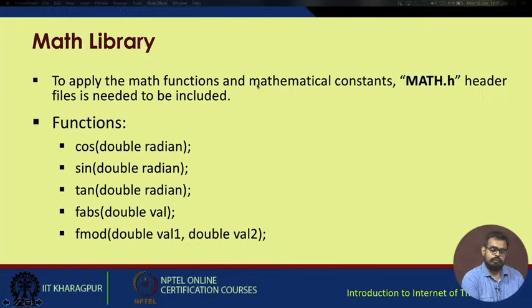Then another commonly used library is the math library. To apply the math functions, the math.h header must be initially called, otherwise you won't be able to access these functions. So some of the common functions are cos, which takes a double radian, then sin, tan, fabs, the floating absolute, and fmod, floating mod. So double value1 and double value2. You have 2 values and fmod will give you the modular division and the result will be a floating point number.